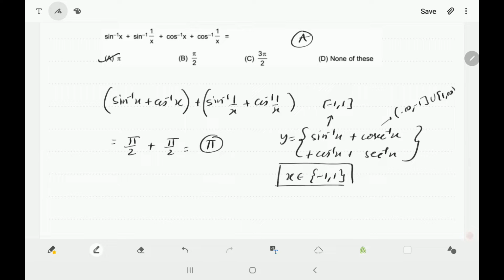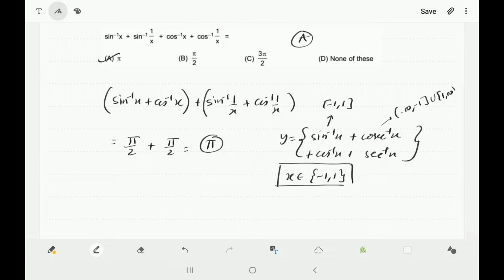Because once you add two functions, you have to take the intersection of their domains to find the actual domain of the overall function. Sine inverse x is defined from -1 to 1. So sine inverse x is defined at half, but cosecant inverse x is not defined at half. So both these functions are defined only at x equal to -1 and x equal to 1, not inside the interval -1 to 1.